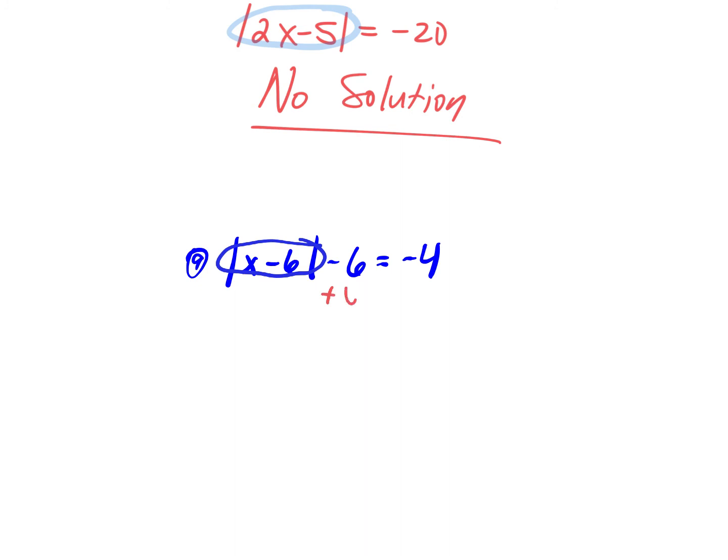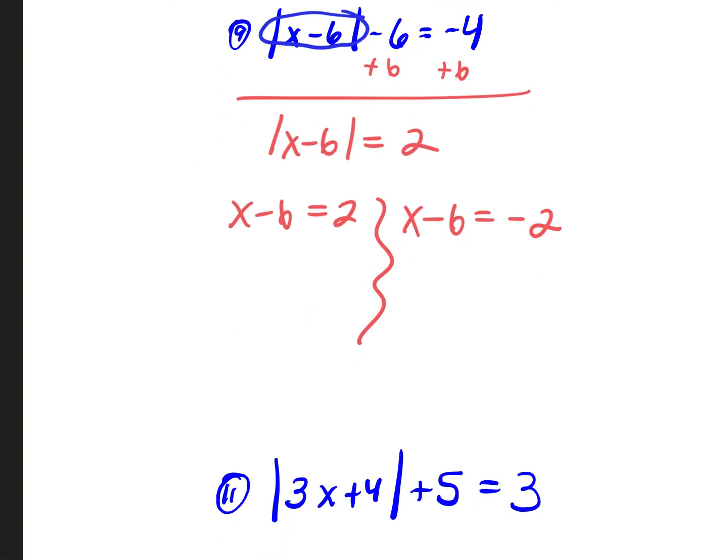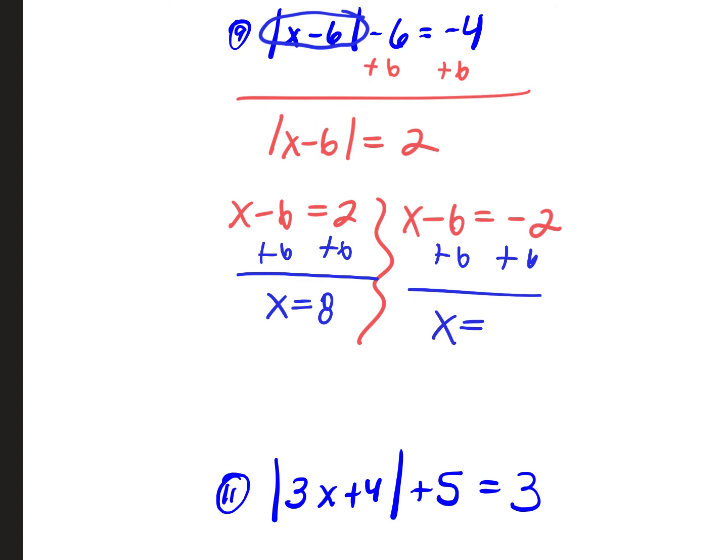Add 6 to both sides. So I have the absolute value of x minus 6 equals what? 2. Is this a no solution problem? No. So I'm going to separate this. x minus 6 equals positive 2, and x minus 6 equals negative 2. Now we solve. Add 6 to both sides. x equals 8. Add 6 to both sides, and x equals 4. Perfect. What should we do with our answers? Go back and check.